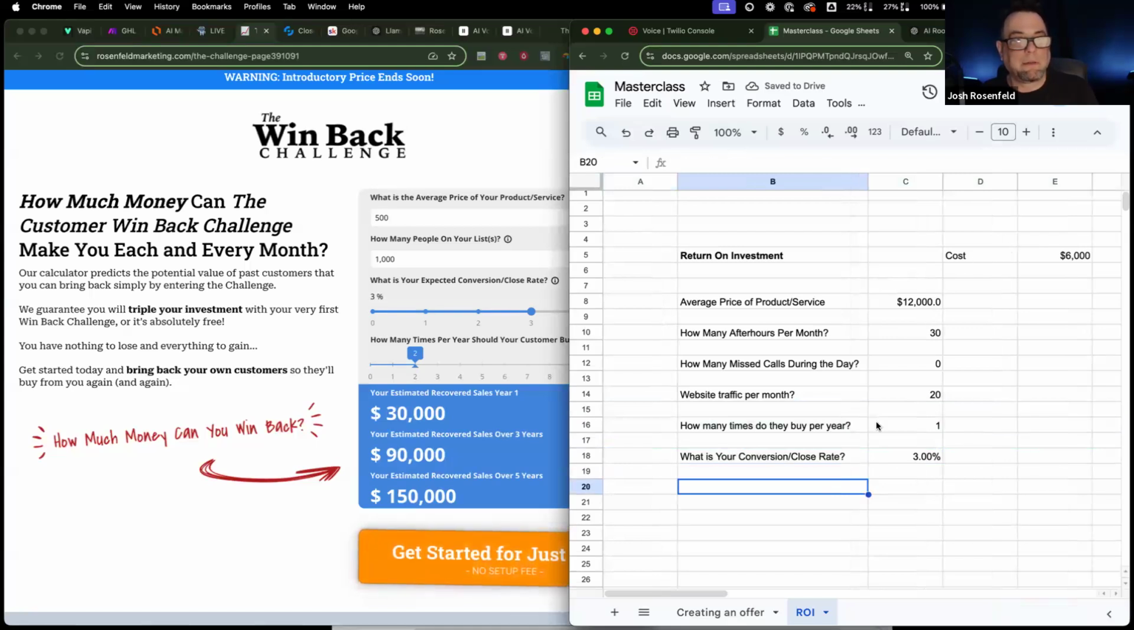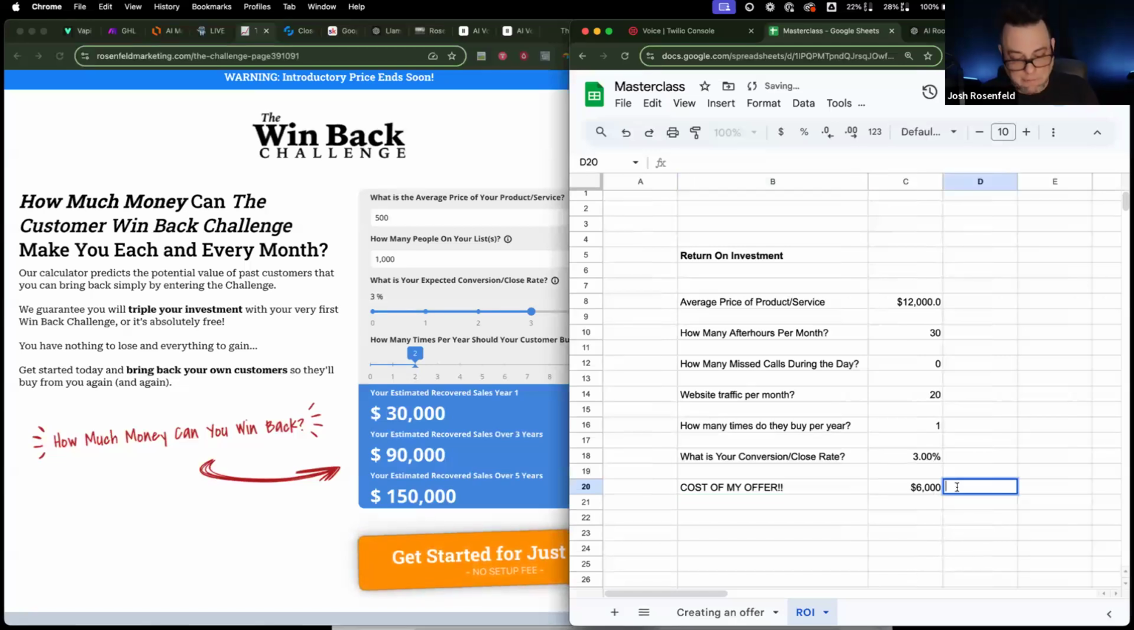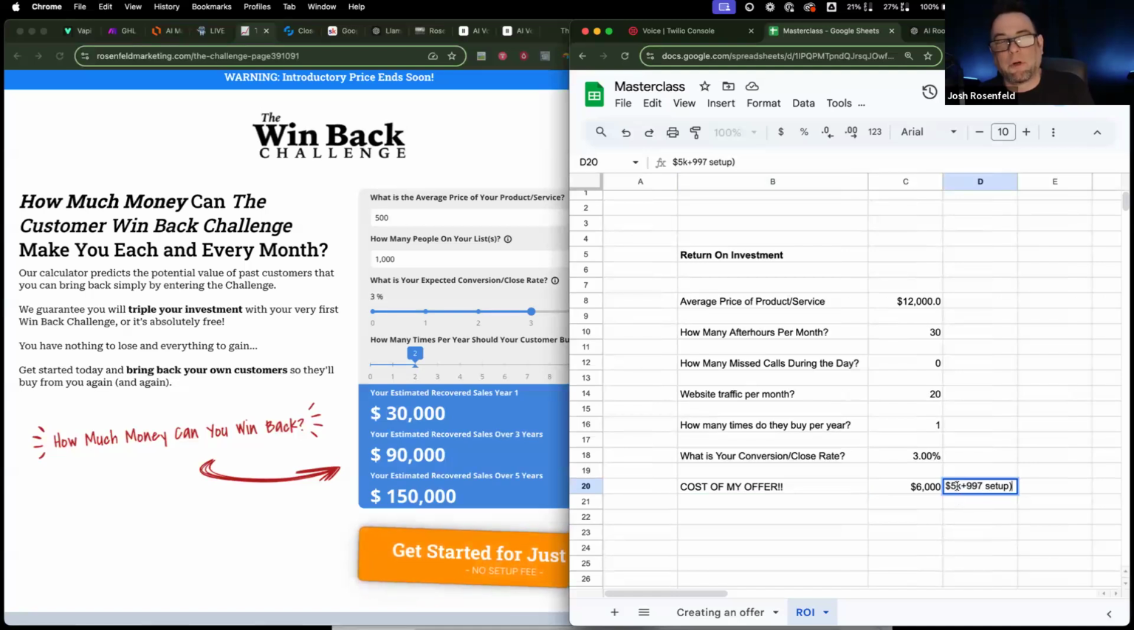Okay. Now, we have our cost up here, so I'm going to move this over here. Cost of my offer, $6,000, which is 5K plus 997 setup. If it was 497 a month for 12 months, that's more than 5K. So it's like giving them 10 months essentially. So that's another way to look at it.